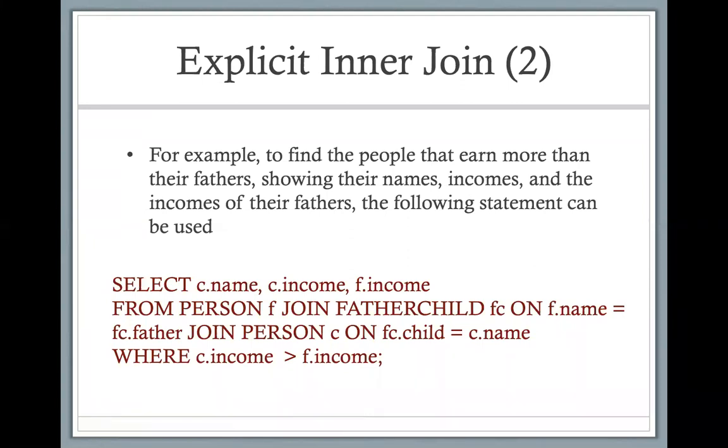What is the purpose of join in this case? The purpose of join is to get the income of the father and the income of the child. The income is not in the table father child. In father child, all I have is the name of the person and the name of the father. So I need to join it twice with person to get the income of the child once and the income of the father once. Is that clear, Rina?